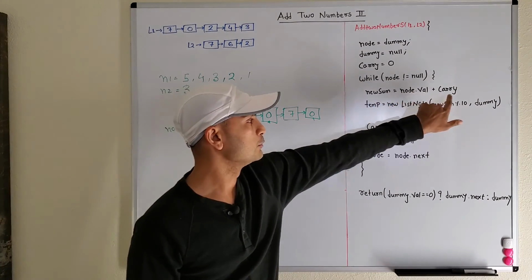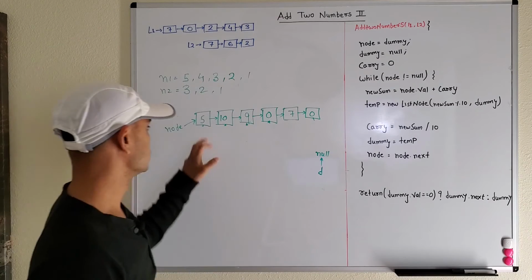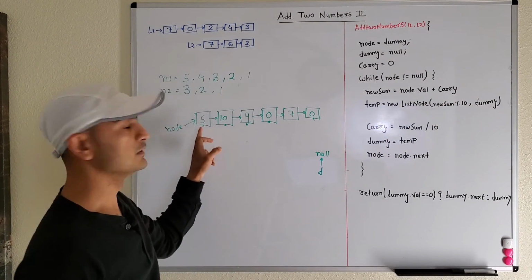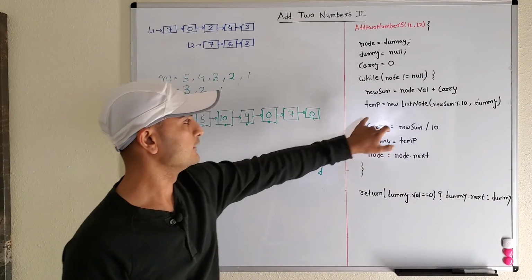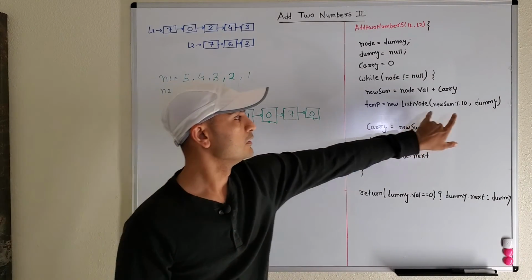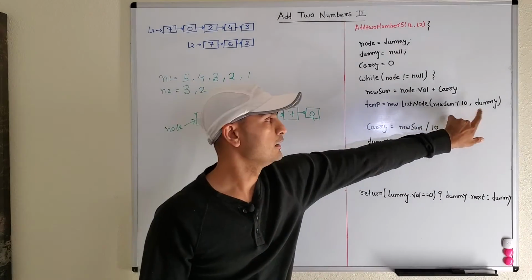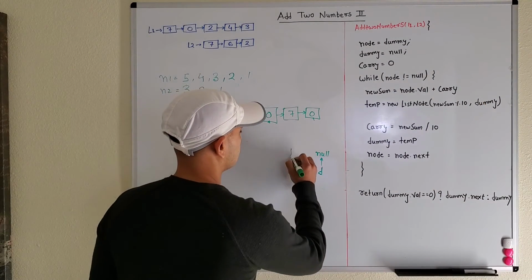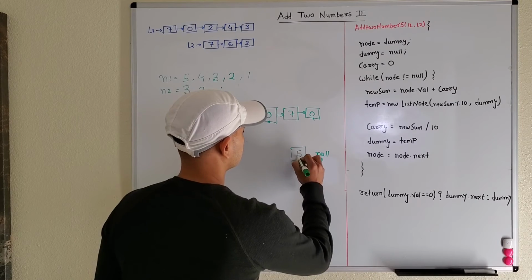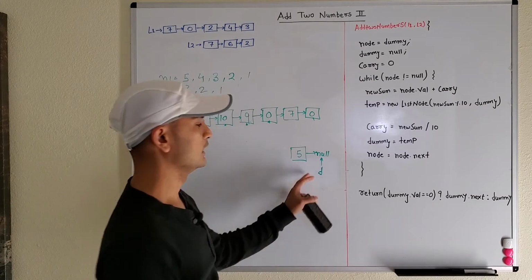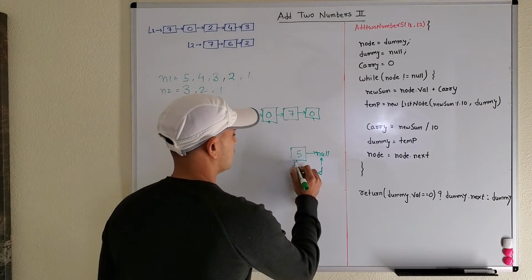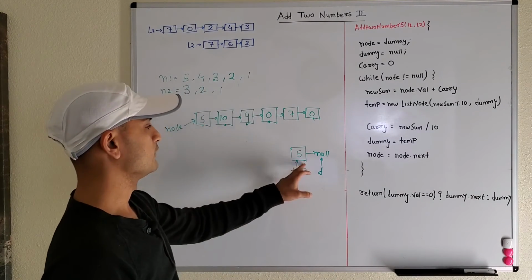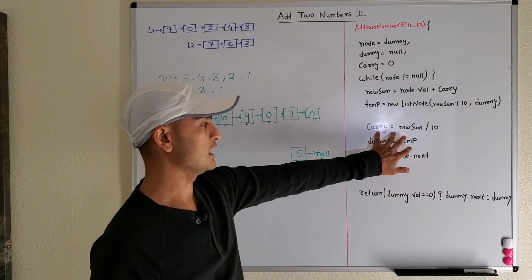We have node value plus carry, which will be our new sum. So 5 plus 0, right now carry 0. So we'll have 5 plus 0, and then we'll create a new node temp with new sum mod 10, and dummy as its next pointer. So we'll create a new node temp with 5 and next node as dummy. So this is my temp, and after creating this, we just have our carry variable.